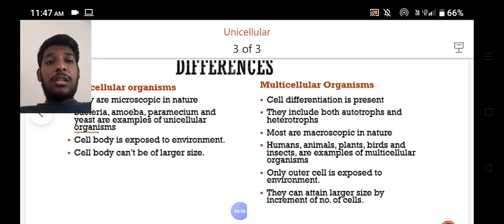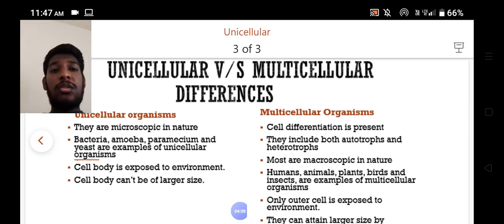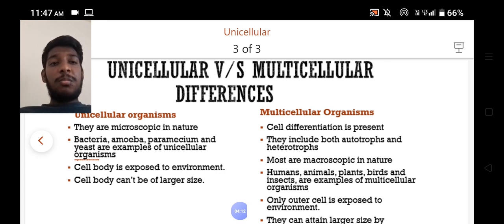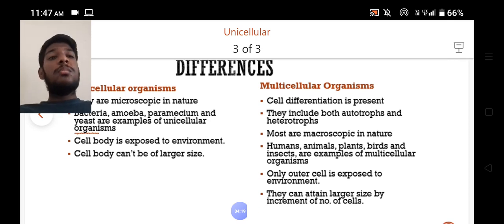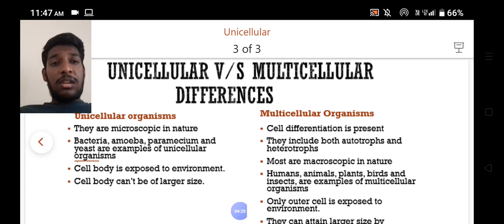The most common examples of unicellular organisms are bacteria, amoeba, etc. Examples of multicellular organisms are humans, animals, birds, plants, etc. Unicellular organisms are microscopic in nature, whereas multicellular organisms are macroscopic in nature.